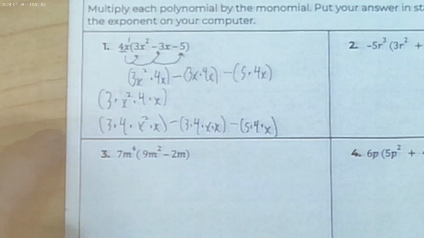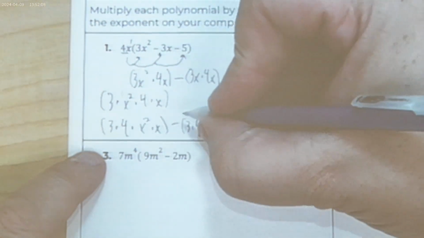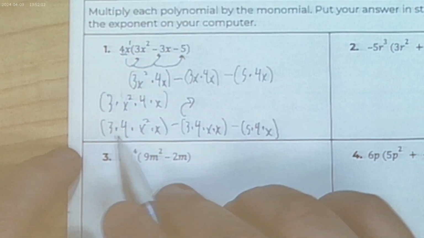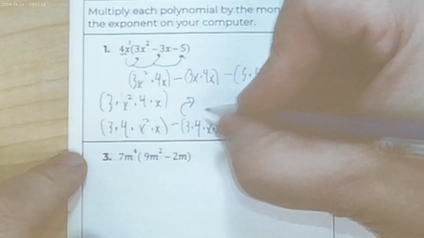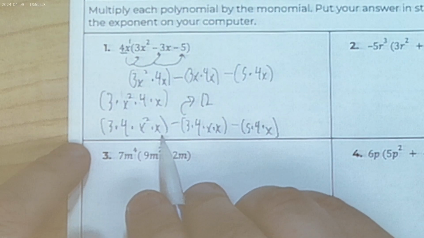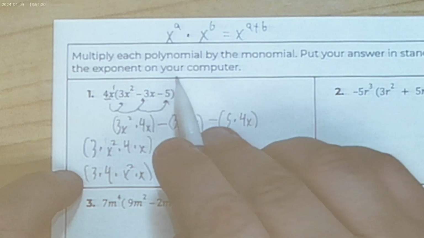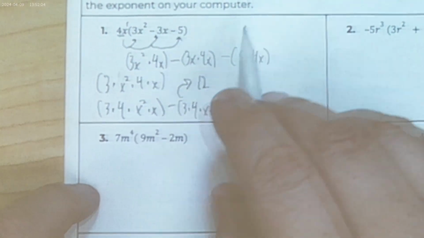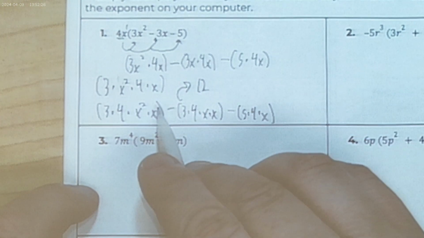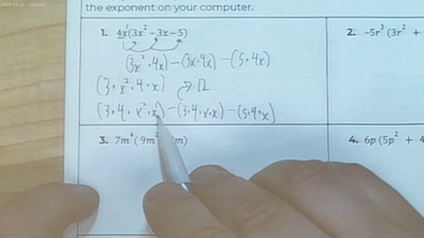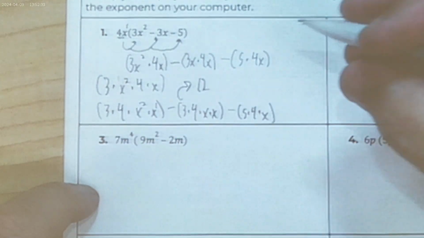So this first one, 3 times 4 is 12 times x squared times x. Well, if x to the a times x to the b is x to the a plus b, then x squared times x, which is x to the 1, is 2 plus 1, which is x to the third.